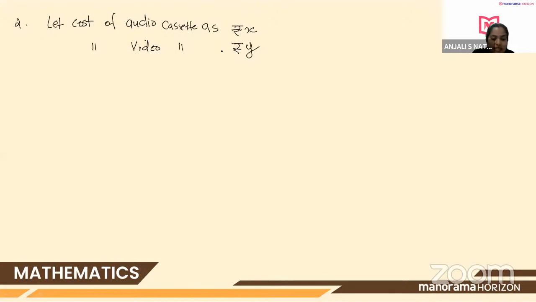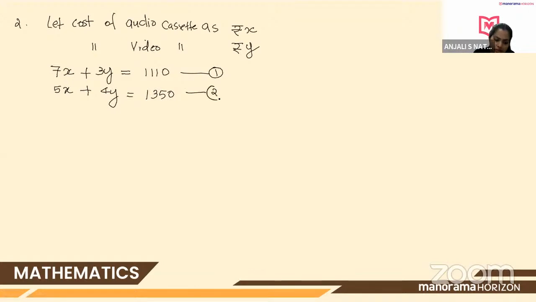Then what is the first condition? 7 audio cassettes and 3 video cassettes cost rupees 1110. That is 7x plus 3y is equal to 1110. So this is the first equation. And the next condition is 5 audio cassettes and 4 video cassettes. That is 5x plus 4y is equal to 1350. That is equation 2.